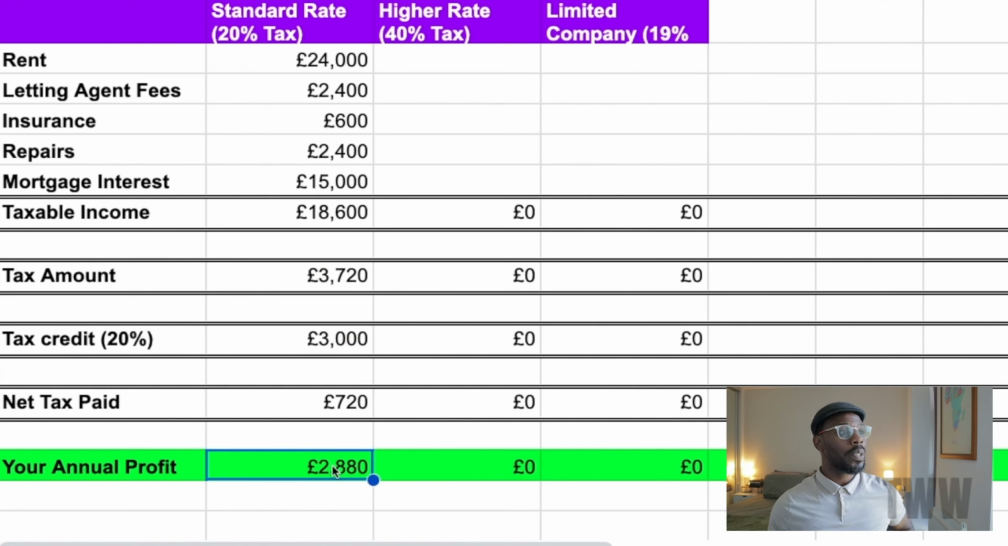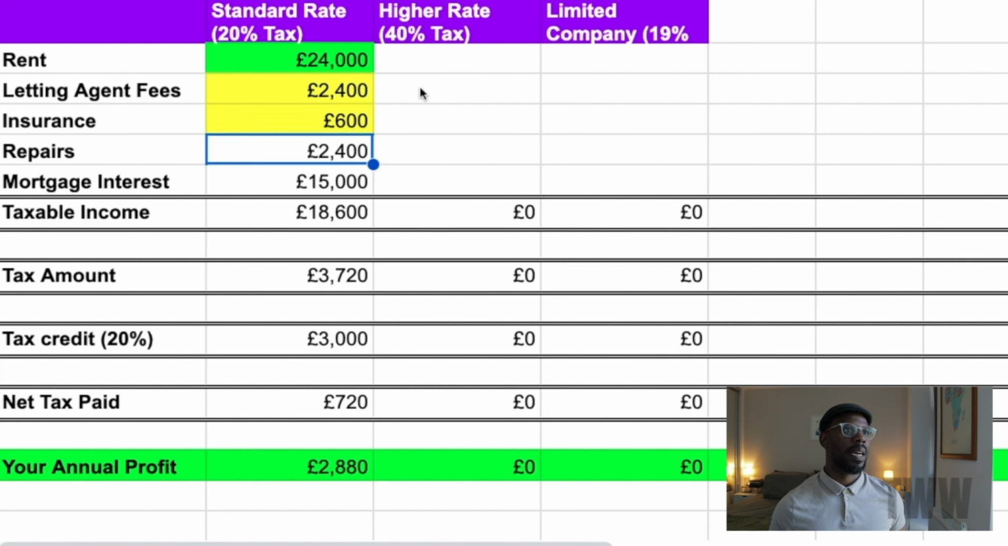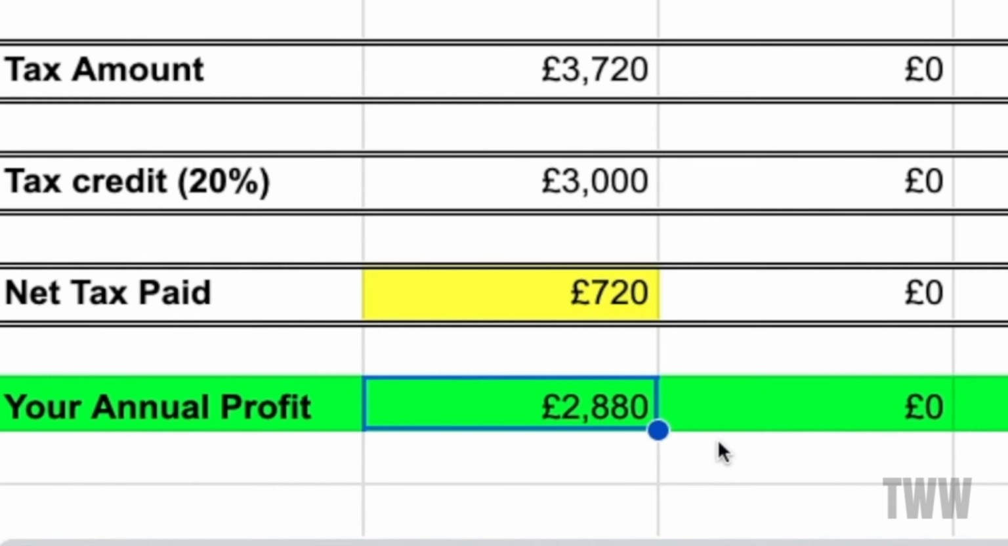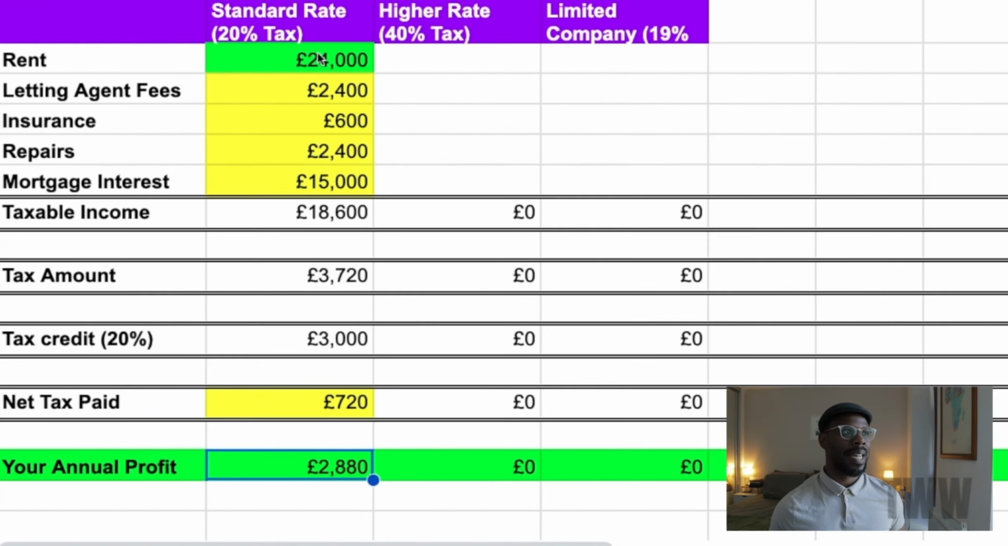So the amount that you take home after all these calculations, after tax has been calculated, is £24,000 minus £2,400 minus £600 minus £2,400 minus £15,000 minus your net tax paid of £720. You're going to take home £2,880 per year in this example if you are a standard rate taxpayer at 20%.